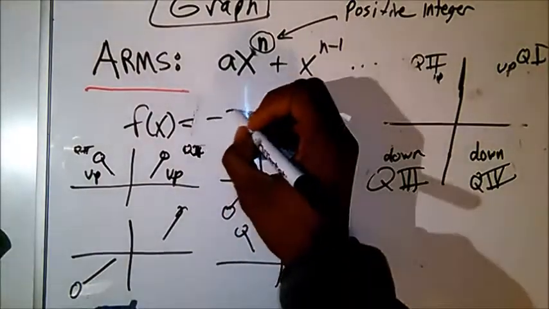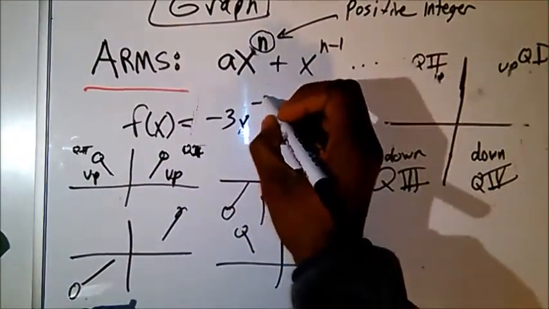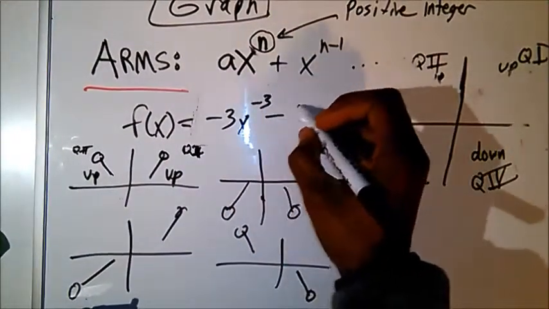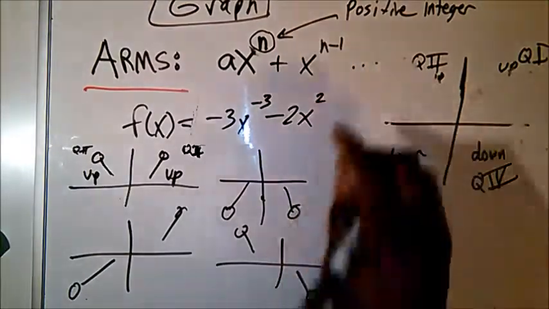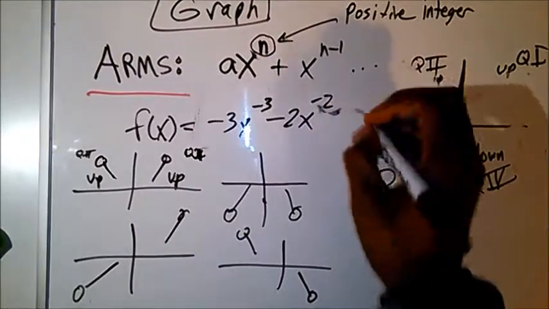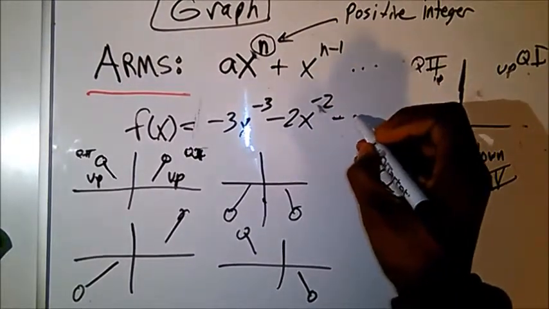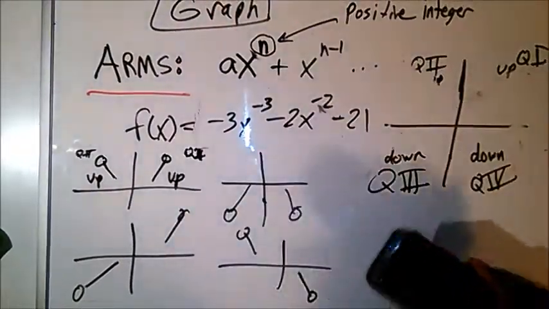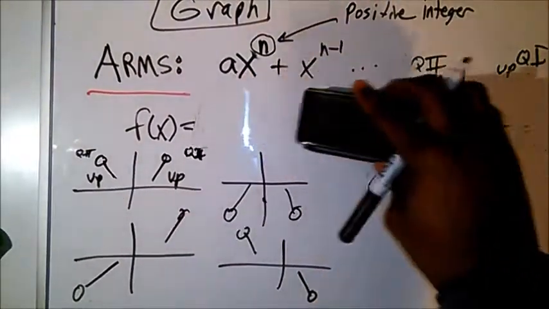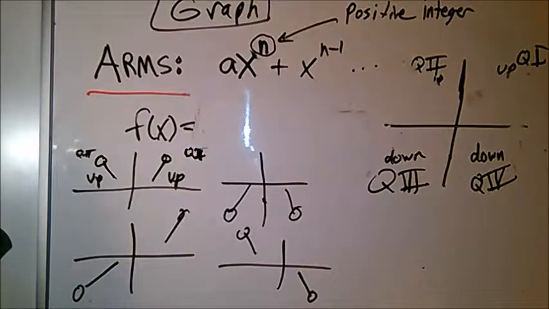What about this one? Negative 3x to the negative third minus 2x to the negative second minus 21. This is also not a polynomial function. We're not going to graph it. Not going to worry about it. We're only concerned about polynomial functions.